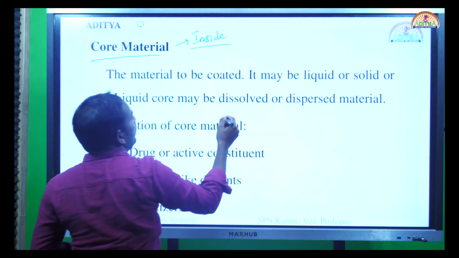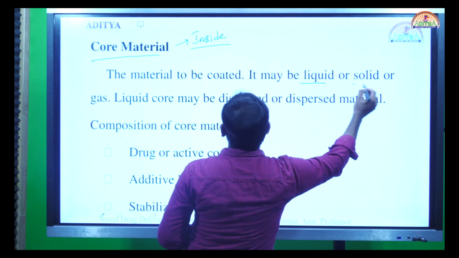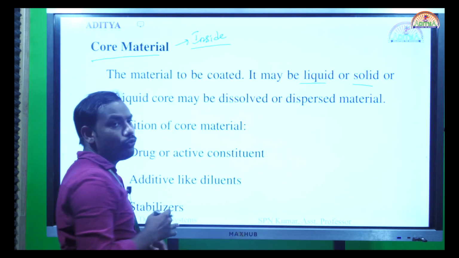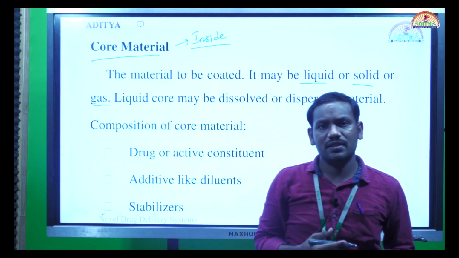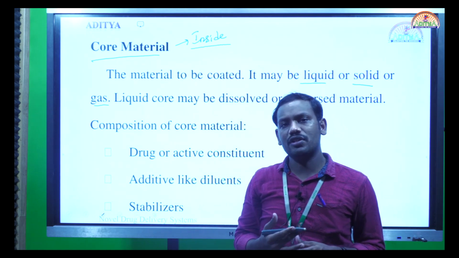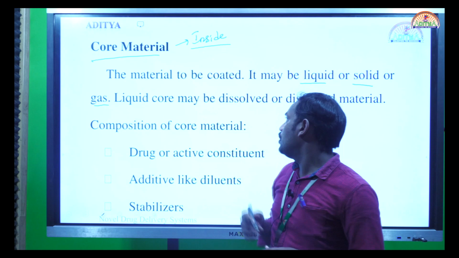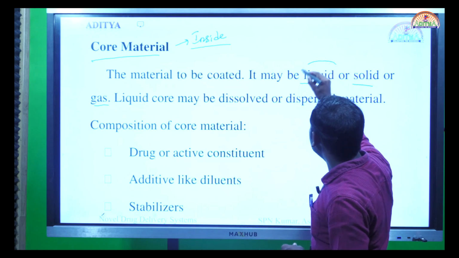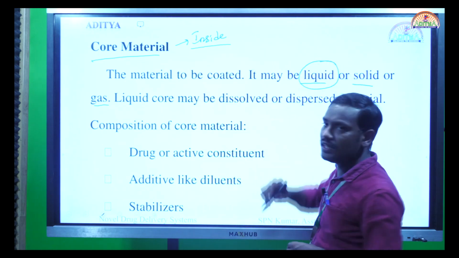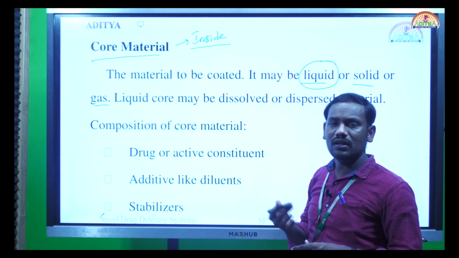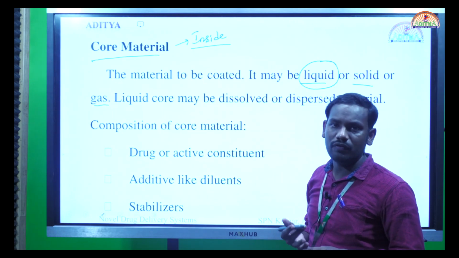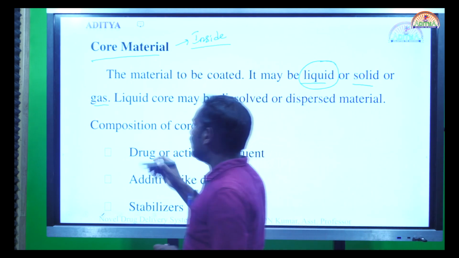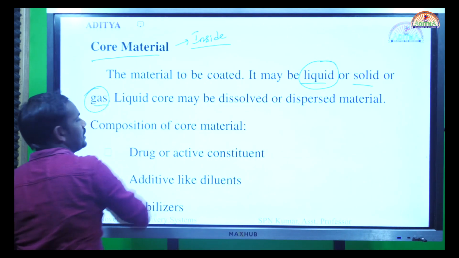The core material may be a liquid, solid or gas. Suppose you have a liquid dosage form and it is undergoing hydrolysis, or it is not stable in liquid condition. What you can do is encapsulate this liquid drug molecule with the help of a polymer or other type of retardant, such that it can be protected from water or from oxygen. Even gas molecules, gas droplets, can also be coated.